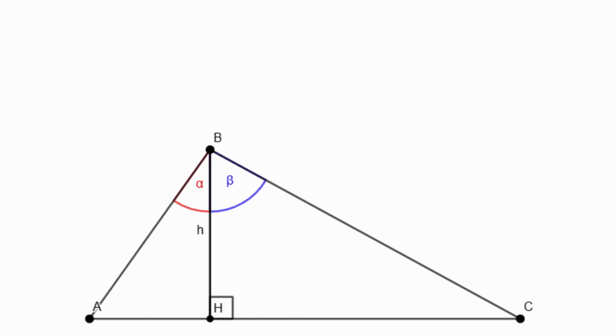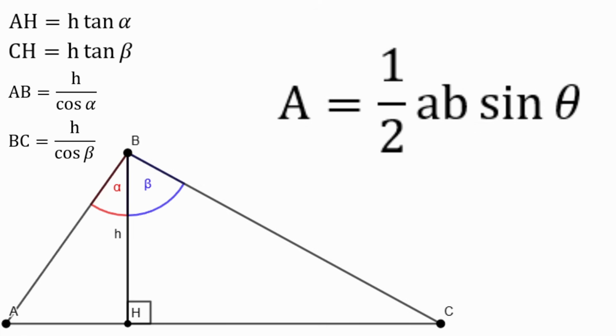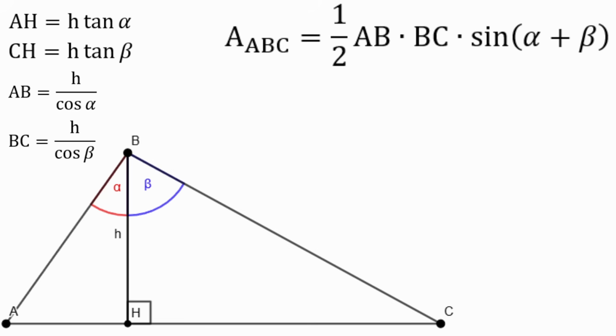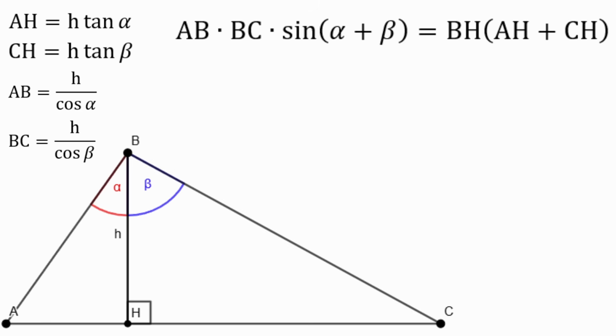Let's first get the lengths of some other segments using the length h and trig functions of the angles alpha and beta. And now comes the trick. We can write the area of triangle ABC in two ways. First, using this formula with angle B, we get this expression. Second, we write it as a sum of the areas of triangles ABH and CBH, using the half base times height formula, like this.